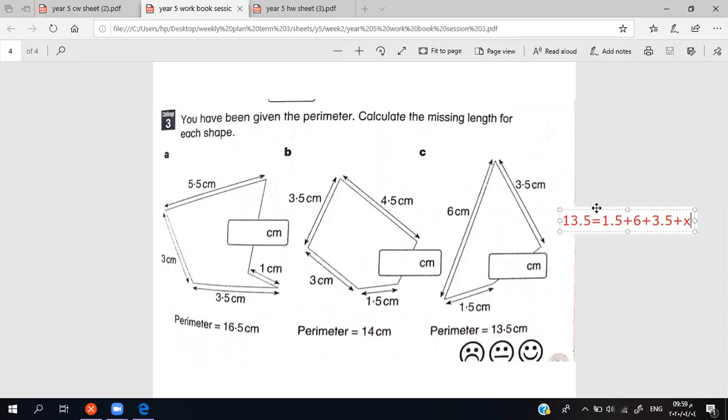Now let's add them. The 13.5 equals to what? 1.5 plus 6 is a 7.5, plus 3.5 is going to give me an 11. 11 plus x. Now, how can the 11 become a 13.5? After 11, 12, 13, and then a half. So I have a 2 and a half. So this side is going to be 2.5. Hope you got it right.